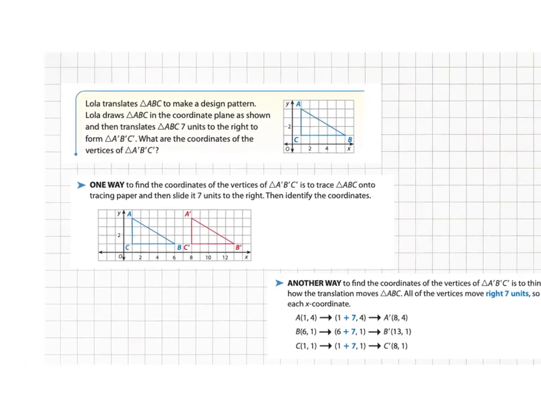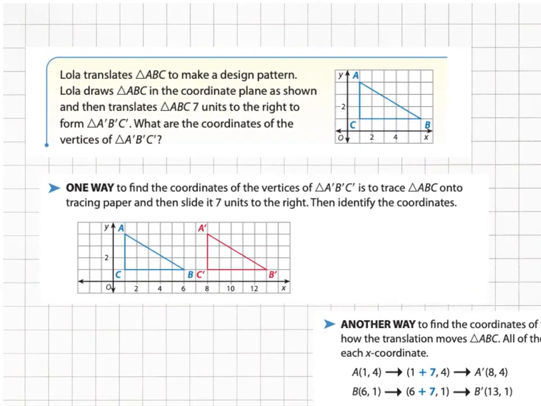So we're going to start with some examples. If we look at this particular triangle, we know that Lola translates triangle ABC to make a pattern. She draws the triangle, and then she translates it 7 units to the right to form A primed, B primed, C primed. So I want to review some vocabulary. The first is our image and our pre-image.